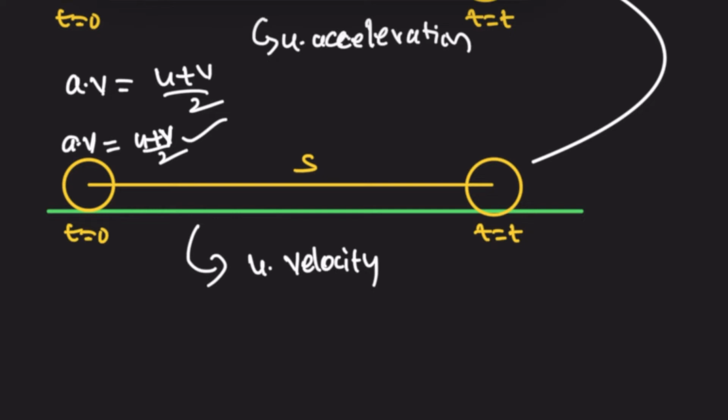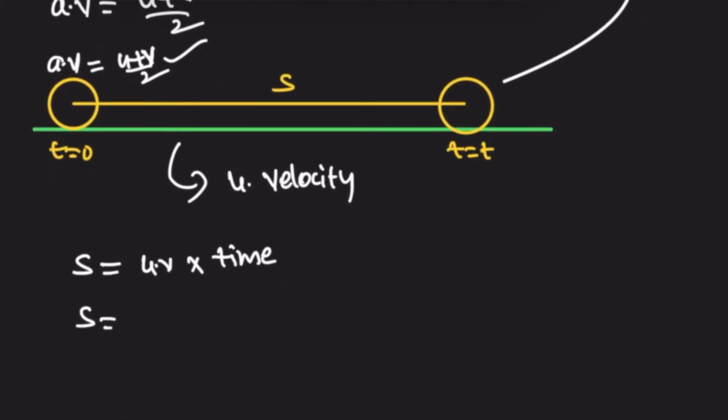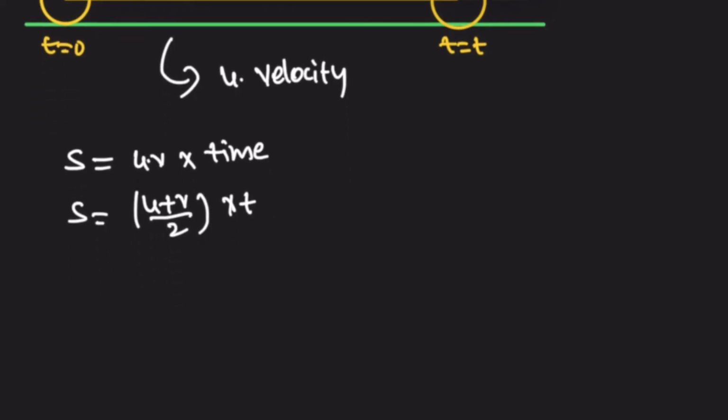So what is the second case displacement? We already discussed it just now. For uniform motion, displacement is equal to uniform velocity into time. So displacement is equal to, what is the uniform velocity here? That is (u plus v) by 2. And what is the time here? t. So here s is equal to (u plus v) by 2 into t.